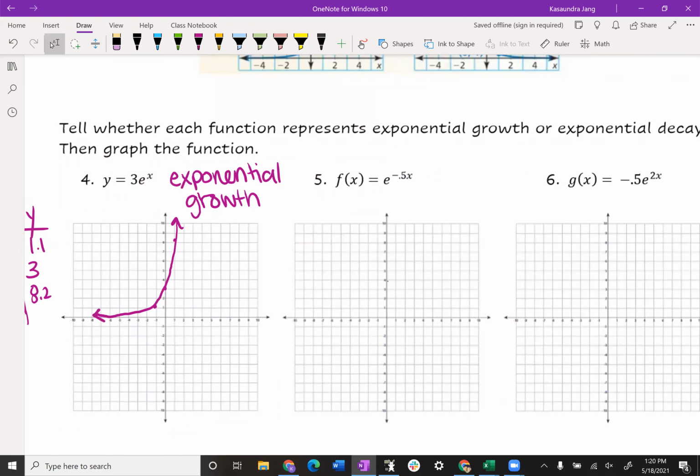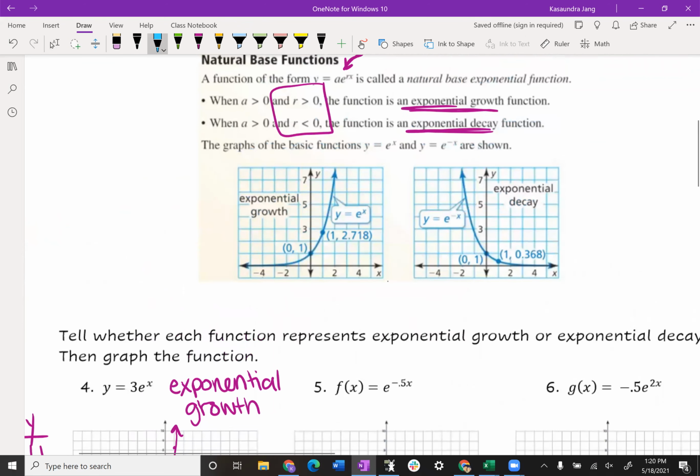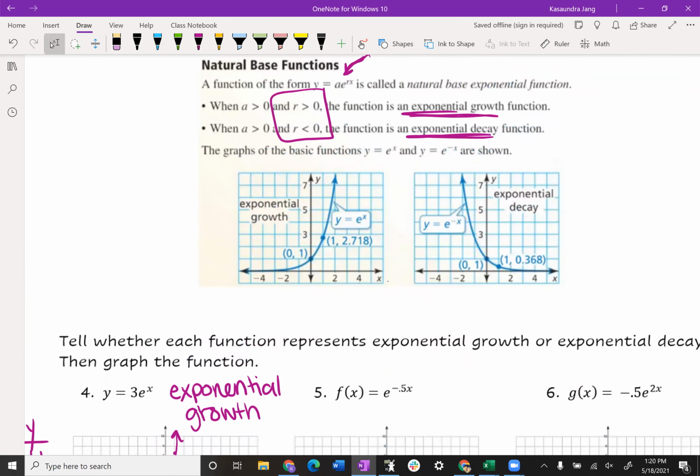Let's try this one, number 5. I'm still asking myself these questions that I have up here. The a should be greater than 0, which I think, yeah, this is like a +1 for my a in front of the e. It's a positive, so both of these are true. But the r is what's multiplied by my x in the exponent. And in my case, I've got a -0.5 times the x. My r is a -0.5. All right, it is less than 0. It's a negative number. So it's in this category, which means exponential decay.